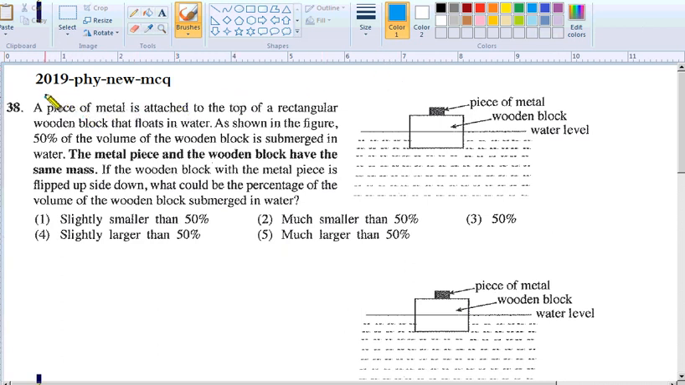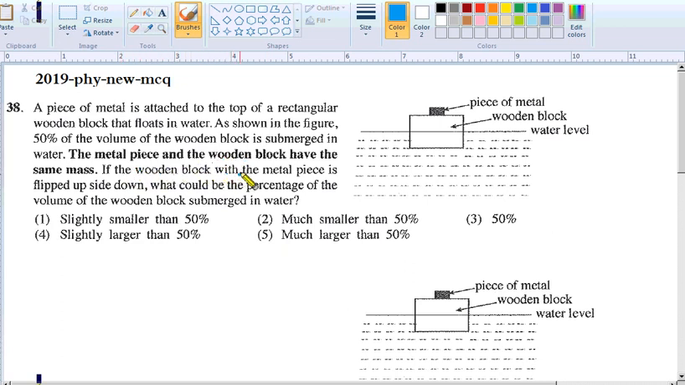Today I am going to discuss question number 38, MCQ 38 of 2019 Physics new syllabus paper. A piece of metal is attached to the top of a rectangular wooden block that floats in water. As shown in the figure, 50% of the volume of the wooden block is submerged in water. The metal piece and the wooden block have the same mass.